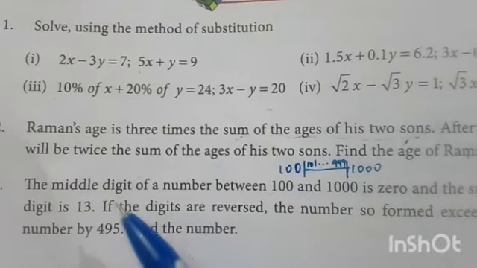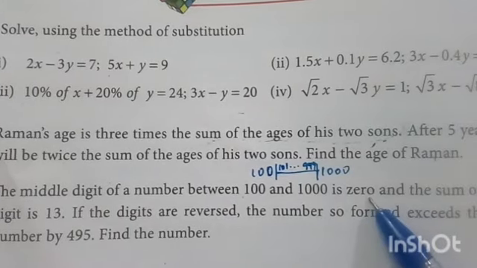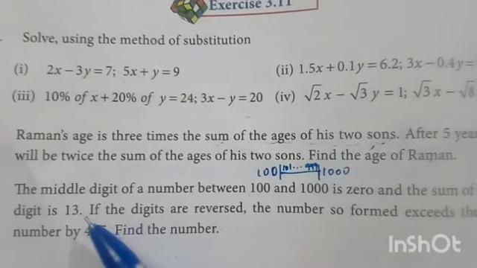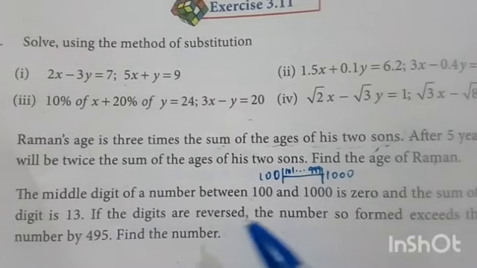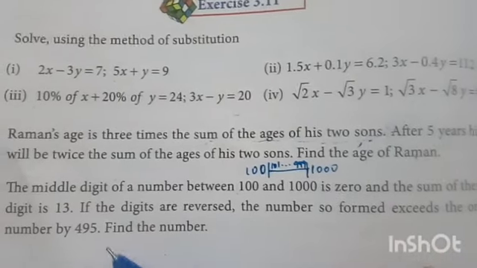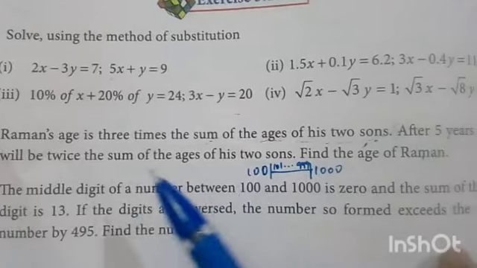Now, the third question. The middle digit of a number between 100 and 1000 is 0, and the sum of the other digits is 13. If the digits are reversed, the number so formed exceeds the original number by 495. Find the number. Listen to the question carefully.